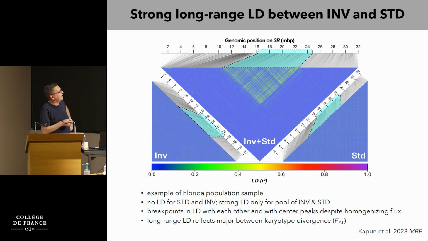And so here, this is just an example for the population sample from Florida, where when we look at the pool of inverted chromosomes or when we look at the pool of standard chromosomes, there's no LD whatsoever. That makes sense because within a karyotypic class, there's free gene flux. There's no reduction in recombination. But when we look at the pool of inverted and standard chromosomes, all the LD is there, and that reflects also the major divergence we see between these arrangements. So we see very strong LD between the breakpoints and also center peaks in the middle. And so this is, again, sort of suggestive of long-term balancing selection. It could potentially indicate multi-locus balancing selection.